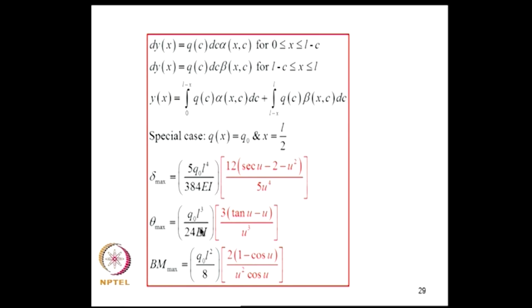Similarly, the maximum slope at the support is given by this, and this function which is shown in red is the amplification factor. Maximum bending moment, I know it is Q naught L square by 8, and this is the amplification factor. We can verify for these 3 functions that as u goes to 0 they go to 1, and as u goes to pi by 2 they all become unbounded.